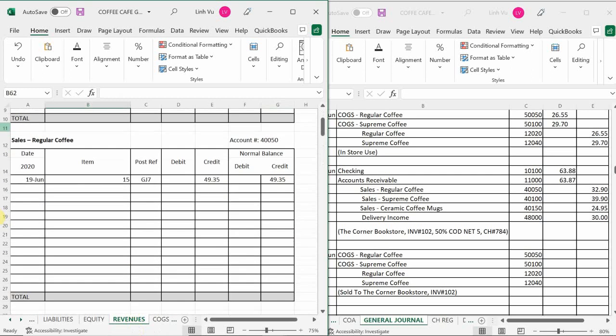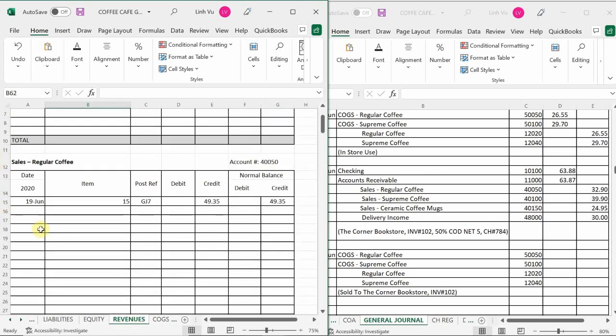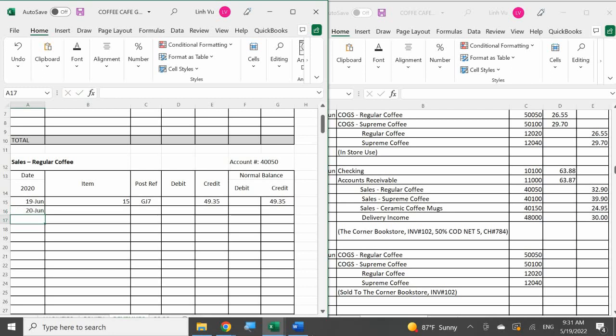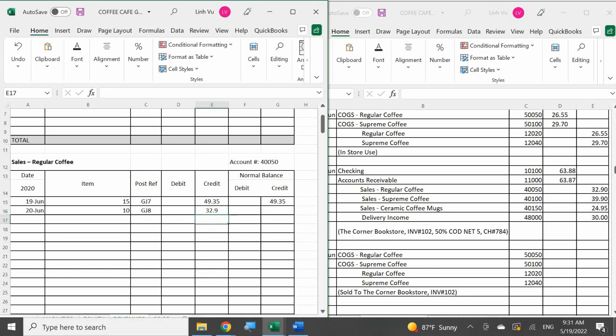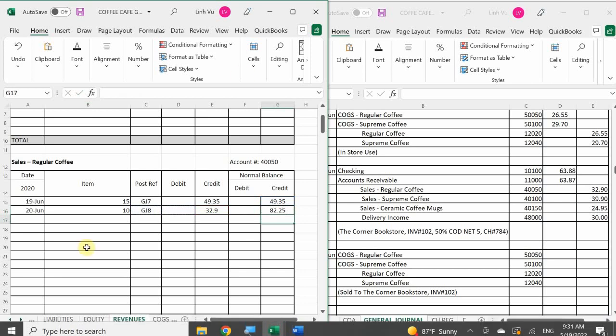Let's see. For the regular coffee, I sold 10 pounds, right? For a total of $32.90, I meant. So that means I sold a total of $82.25.